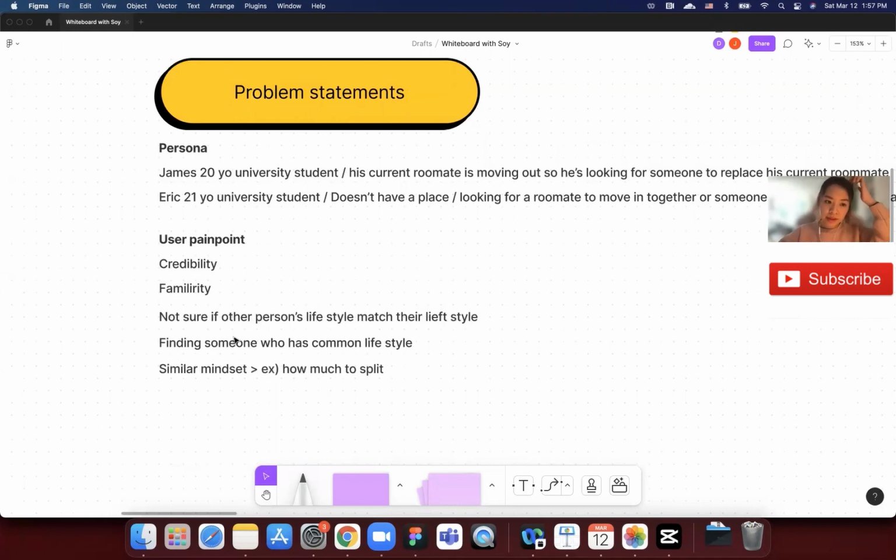I think in the beginning, we had credibility and familiarity. But when we were thinking about user pain points, we could also think about, for example, budget concerns, as well as location concerns and lifestyle concerns. Then it's going to help you rationalize your design later on when you are creating the wireframes. I remember I asked a question when you were designing the listing view: is it location based? Is it budget based?